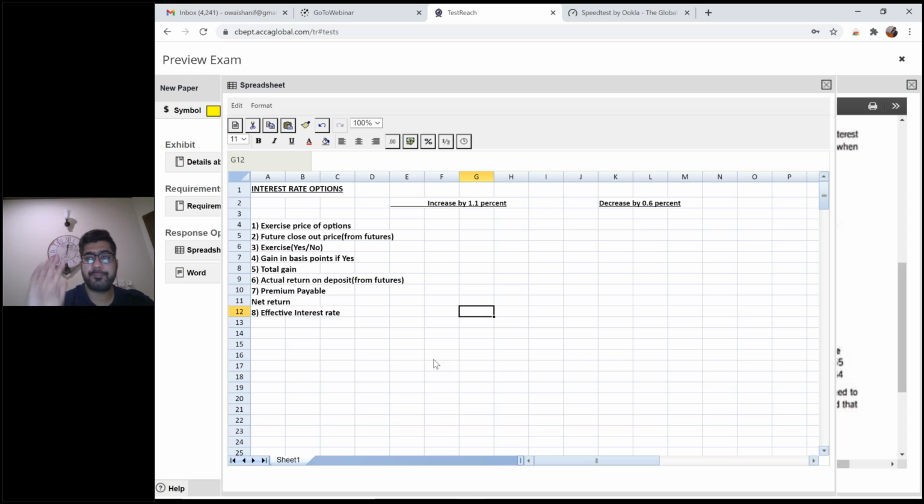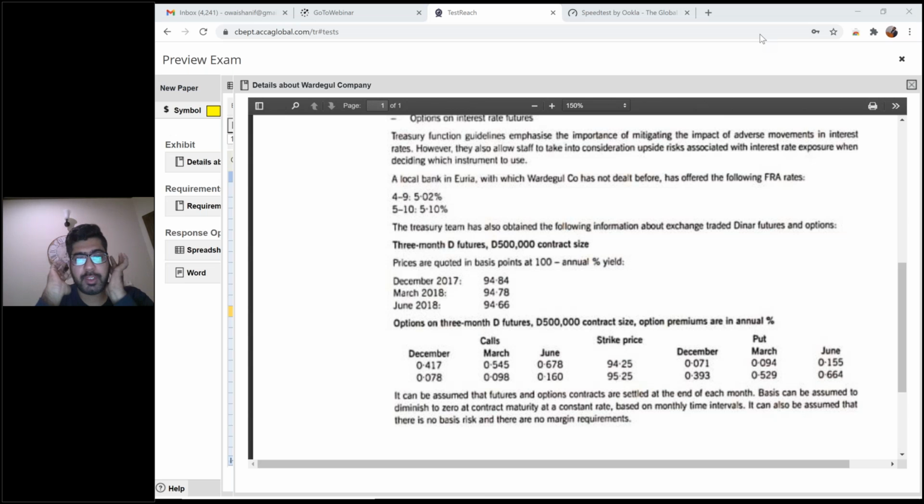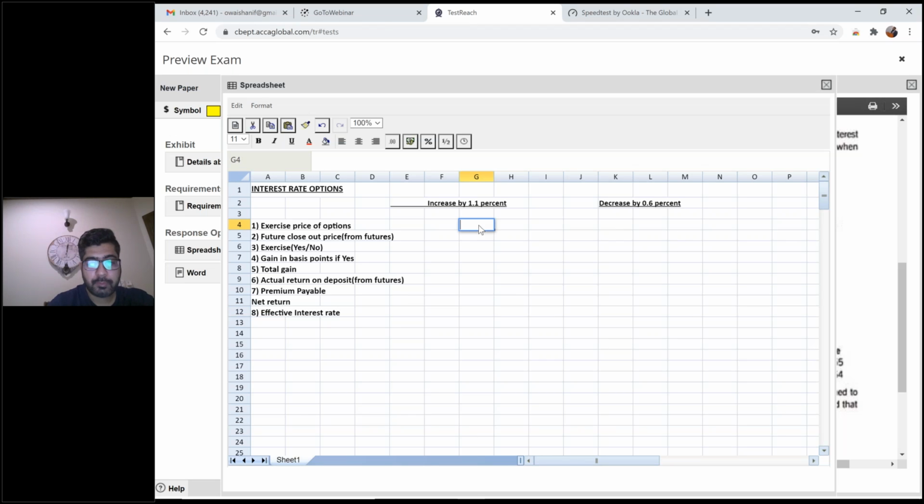Okay, so let's start. Now, if you open the question, exercise price of options. Remember, we did two exercise prices, because two exercise prices are given. We already did the first one in the last class, so we'll discuss the second one. What is the exercise price of option? The second one is 95.25. This is the exercise price of options, 95.25.